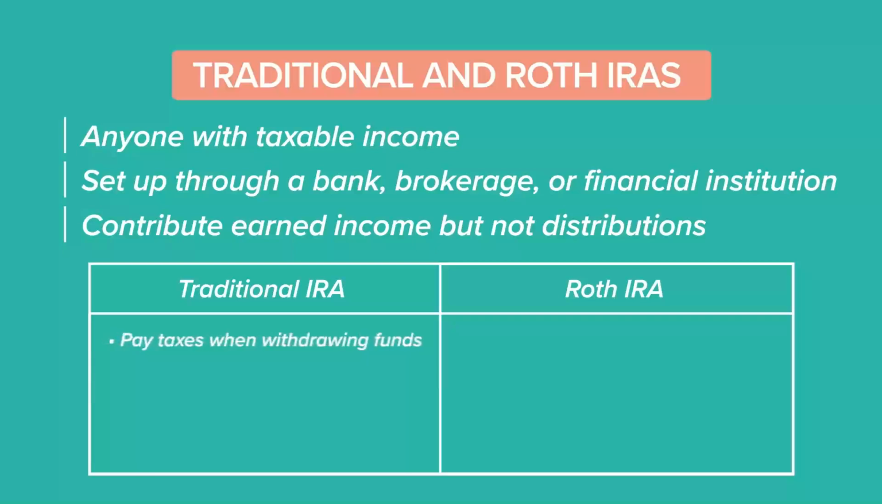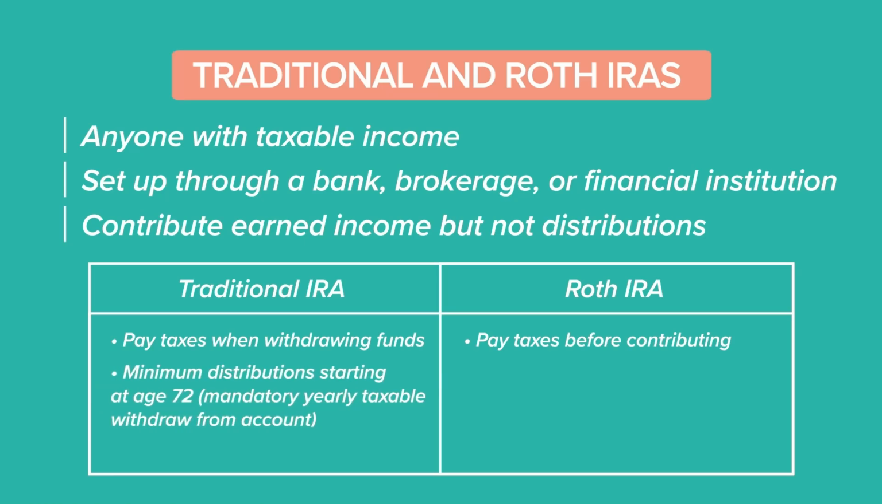With a traditional IRA, you pay your taxes when you withdraw funds. With a Roth IRA, you pay your taxes before contributing your funds to the account. The other big difference between the two is that with a traditional IRA, you're required to take a minimum distribution from your account starting at the age of 72. This means that you will take a mandatory taxable withdrawal every year. There aren't required minimum distributions with a Roth IRA, but every other account type we'll discuss today does have minimum distributions.